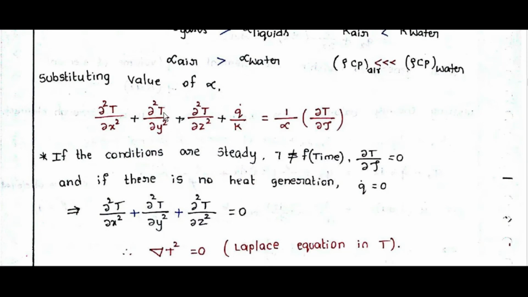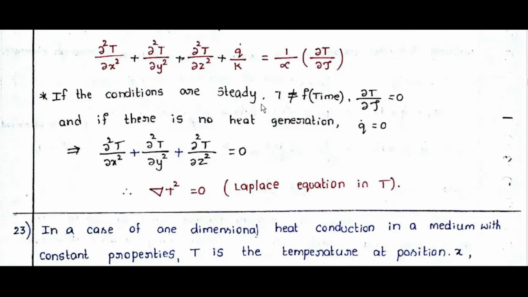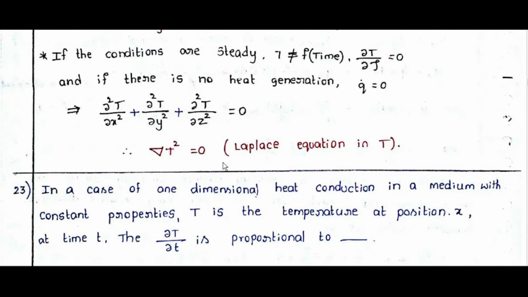Substituting the value of alpha: ∂²T/∂x² plus ∂²T/∂y² plus ∂²T/∂z² plus Q dot by k is equal to 1 by alpha ∂T/∂τ. If conditions are steady, T is not a function of time, so ∂T/∂τ is equal to 0, and if there is no heat generation, Q dot is equal to 0. Then ∂²T/∂x² plus ∂²T/∂y² plus ∂²T/∂z² is equal to 0, that is, Del square T is equal to 0.